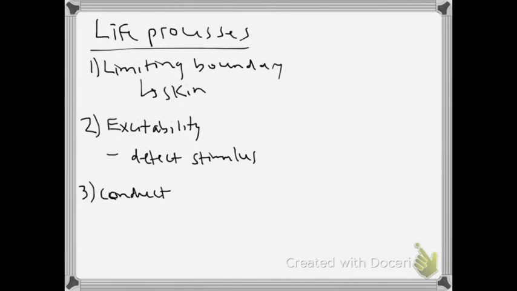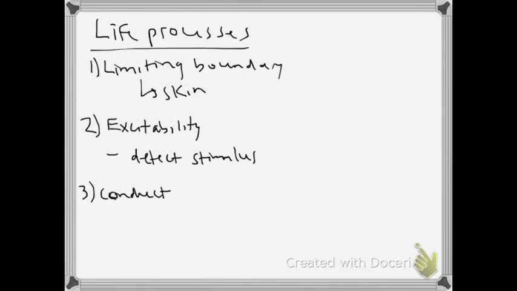Life processes. So what does it mean to be alive? For our class, let's look at some life processes. The first one that we're going to talk about is a limiting boundary. If you're alive, you have something that separates you from everything else in this world. That's called your limiting boundary. In the human's case, that's the skin.